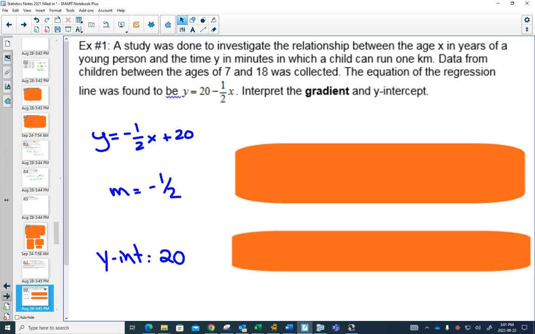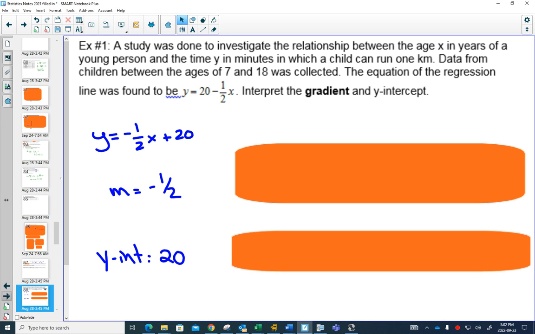All right, so we can have so much fun with these studies. Study the relationship between the age in years of a young person and the time it takes in minutes to run 1 kilometer. I don't know whether this would pass ethics protocol if you were doing this study now. Hi, 5-year-old, run. And then you just time them until you get back home. Not sure. So they've got data. Oh, they only started with 7-year-olds, 7-year-olds to 18-year-olds. And the equation was found to be 20 minus 1/2 x.